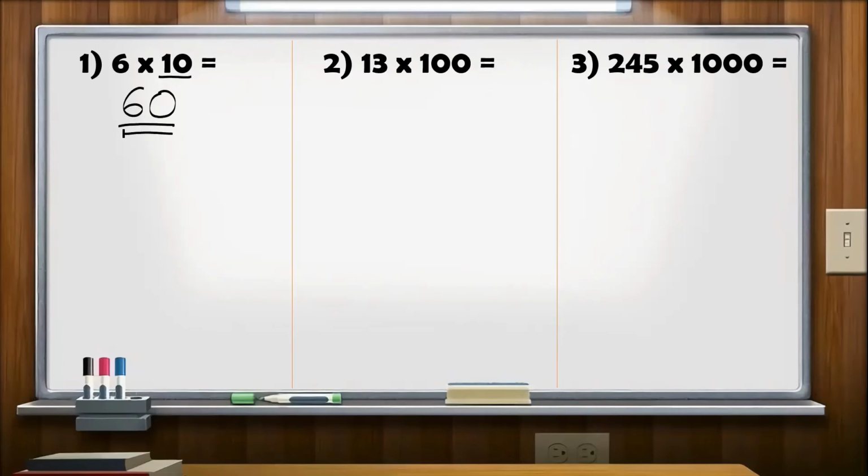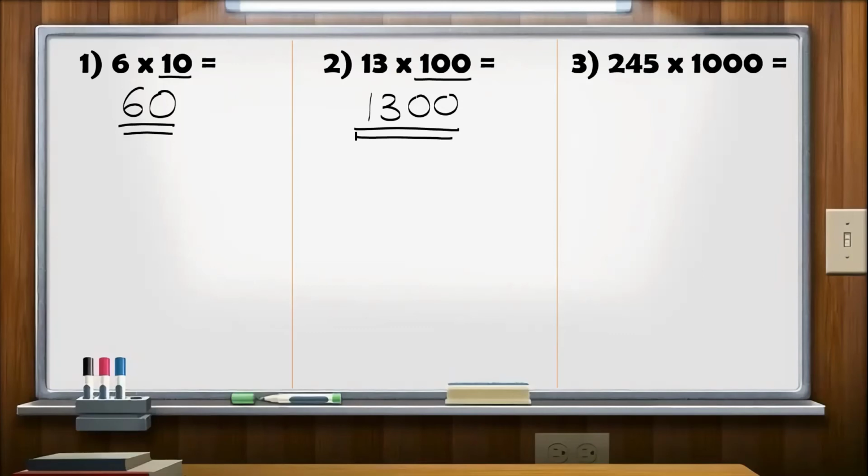Let's see what happens for example number 2, 13 times 100. We can see in the question, 13 is going to become 100 times bigger. So our answer will have 2 zeros on the end of 13. So 13 times 100 is equal to 1300.